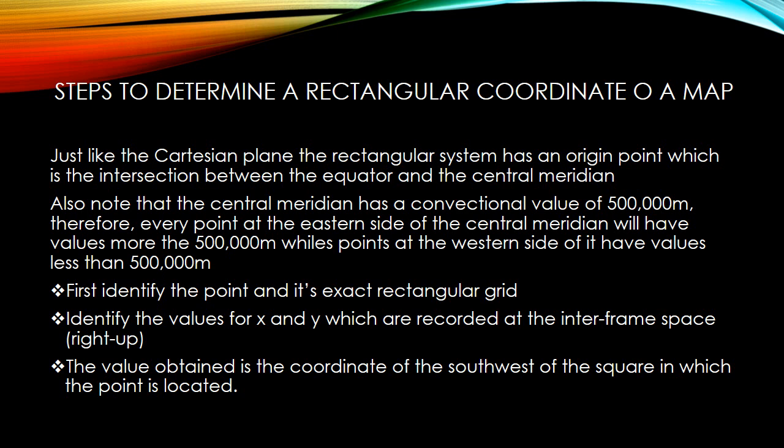The first thing you need to do when determining the rectangular coordinates is to identify the point in its exact rectangular grid. Identify the values for x and y, which are recorded at the interframe space of the map. Now this x and y will give you the exact location of the particular grid within which the point is found.